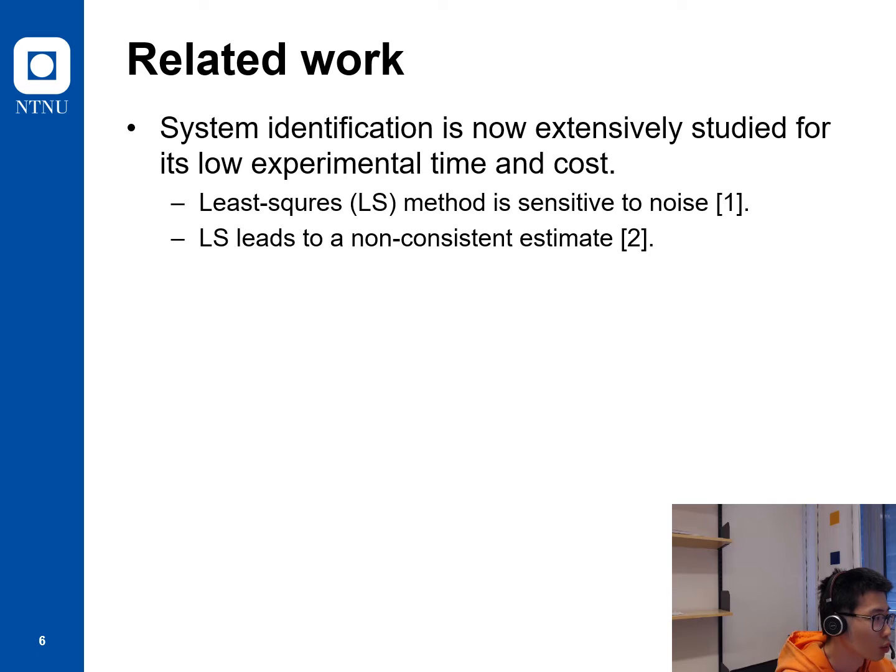Let's move on to related work. System identification is a well-acknowledged approach and is now extensively studied for its low experimental time and cost. In this domain, the least squares method is a very classic method and it's very sensitive to noise. Also, it leads to a non-consistent estimate.